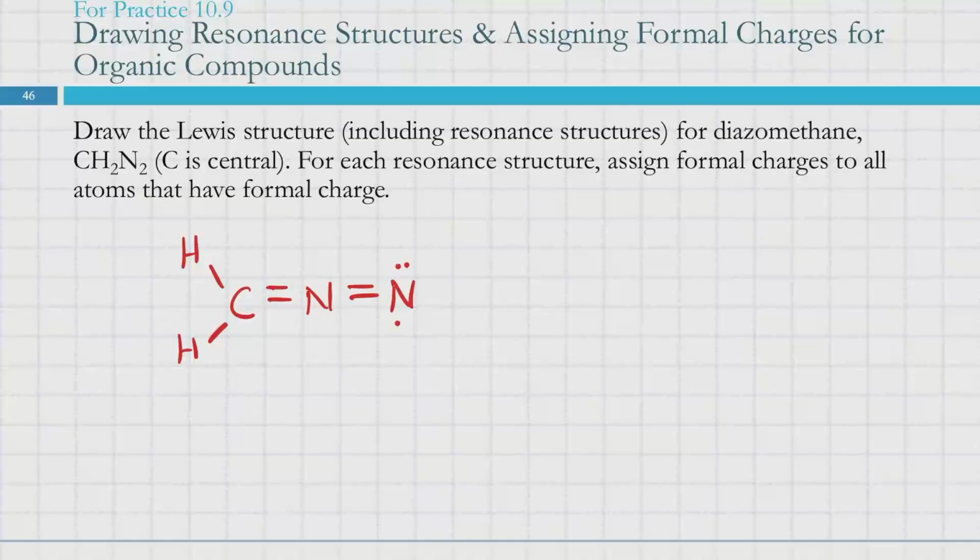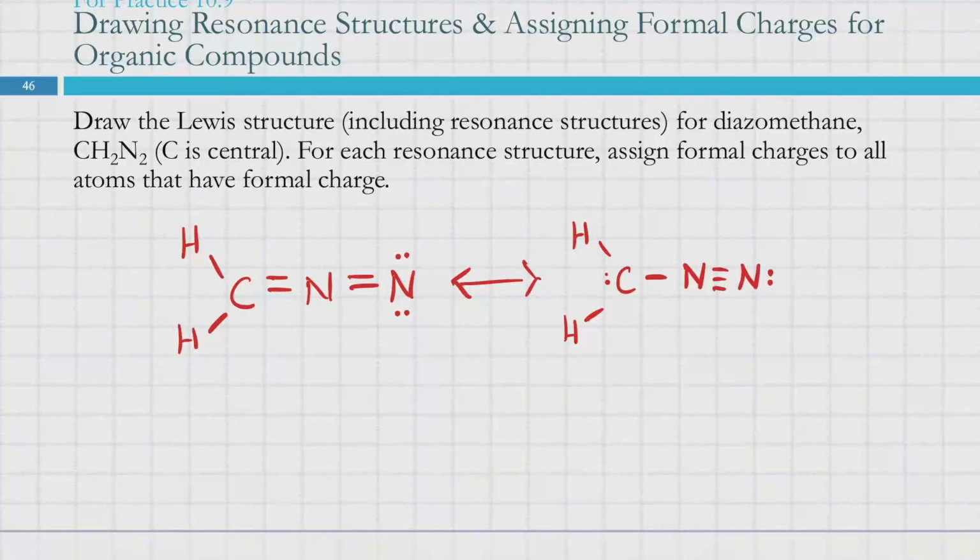We could also have this, where we've moved one of these lone pairs from our nitrogen in to form a triple bond that kicks some electrons out of this left bond onto the carbon as a lone pair. Now carbon's got a lone pair, nitrogen's got a lone pair. We need to figure out which of these is better. And so we can use formal charges.